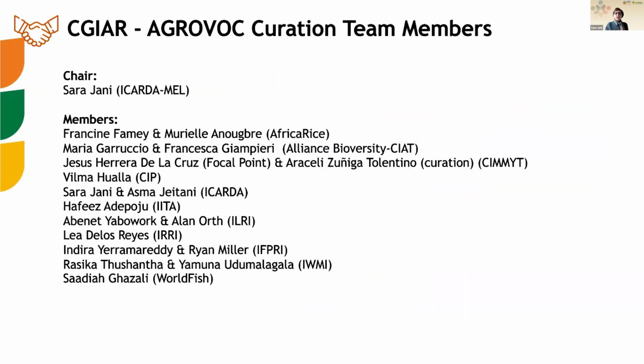The plan of the task group included identifying and testing the CGIAR concept submission workflow. To achieve this, the task group suggested creating a curation team, which ICARDA now chairs. Furthermore, the task group defined the objectives of the collaboration framework between CGIAR and FAO-AGROVOC.